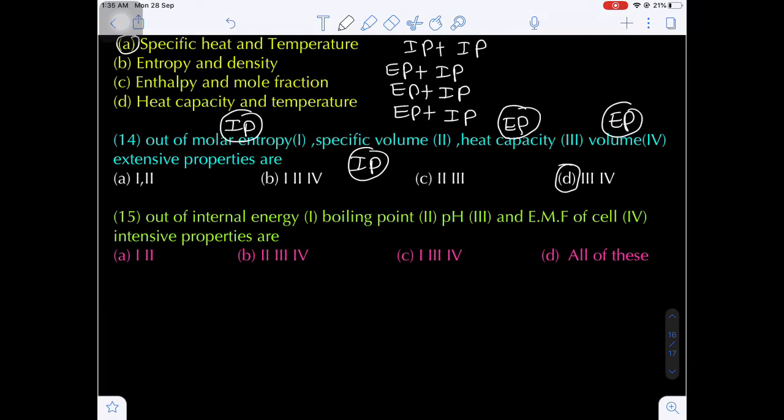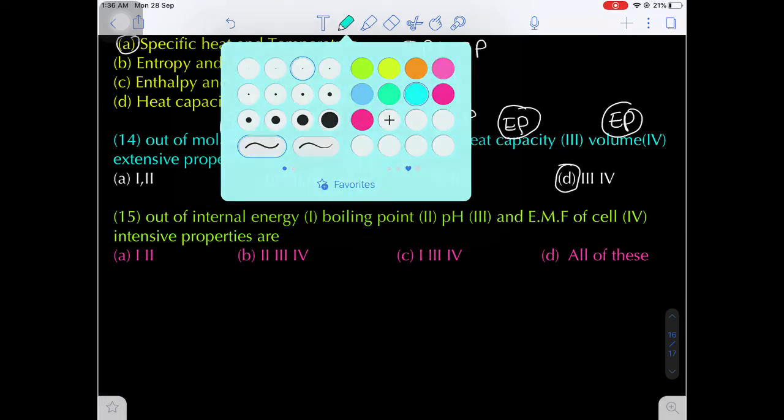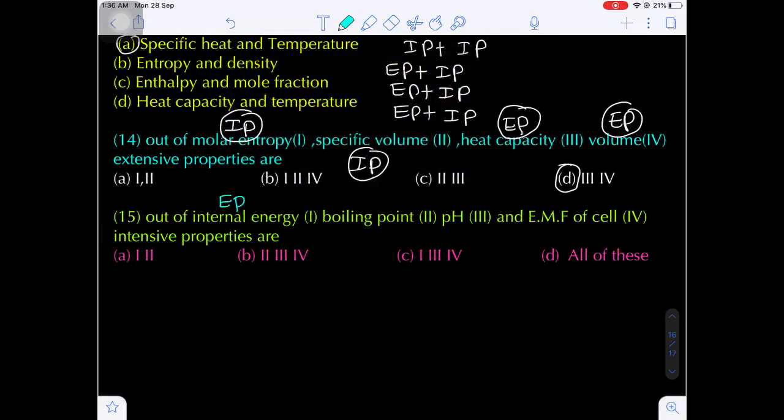And one last question. Out of internal energy, boiling point, pH and EMF of the cell, which properties are intensive? Do you know, internal energy is an extensive property, boiling point will be an intensive property, pH is also intensive, and EMF of a galvanic cell is also an intensive property. Now the question asks for intensive properties. There are how many intensive properties? 1, 2, sorry, that will be 2, 3 and 4. Are you getting my point? 2, 3 and 4, that is option B.